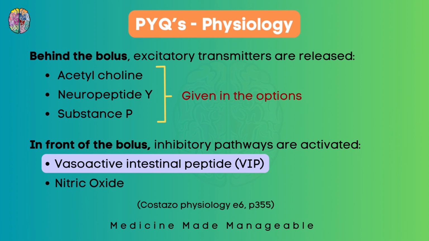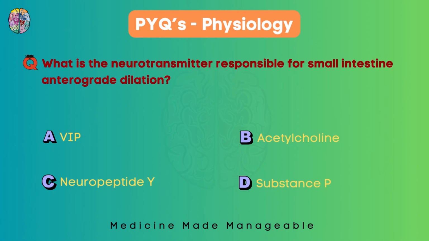I've even added reference here, and I've added reference to most of the questions so that there is no confusion. So since VIP was in the option and the question asked anterograde dilation, this is caused by VIP, so our correct option is option A.